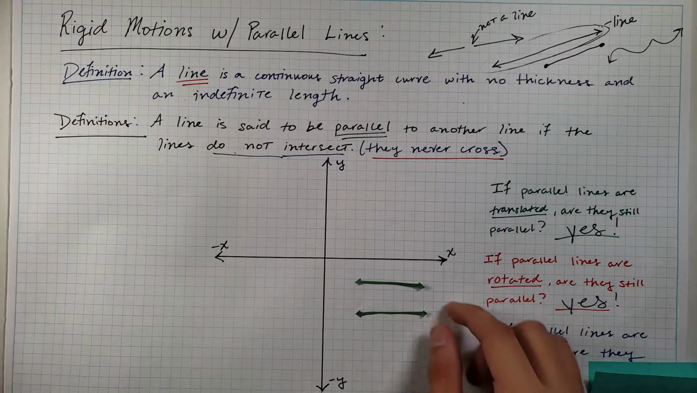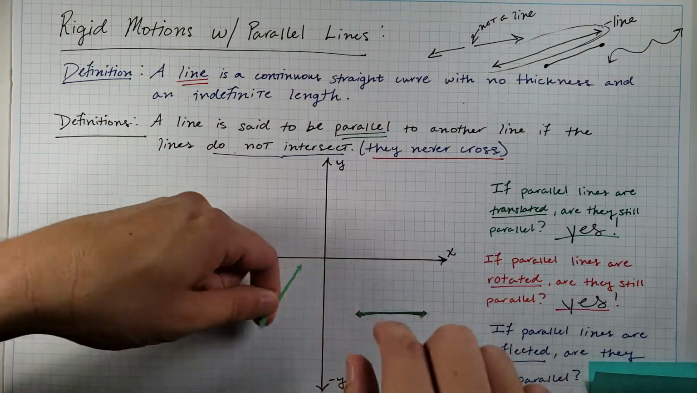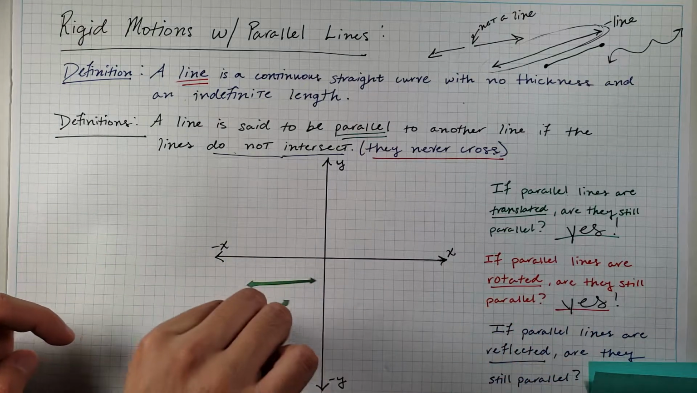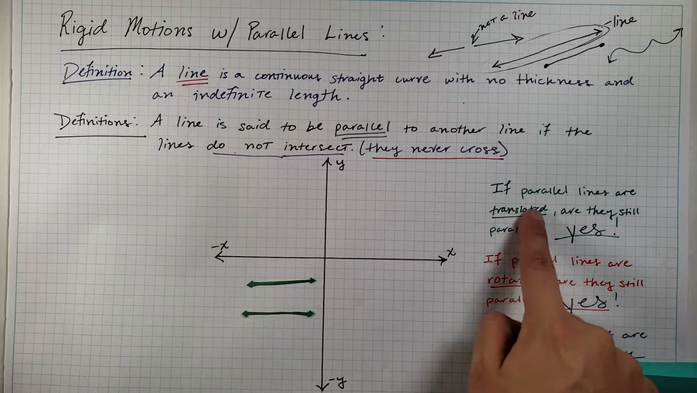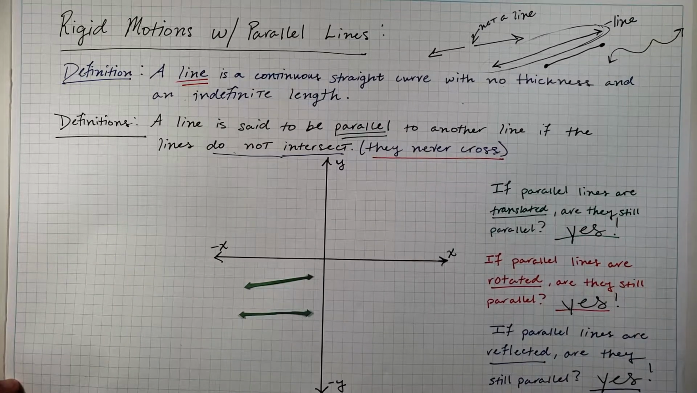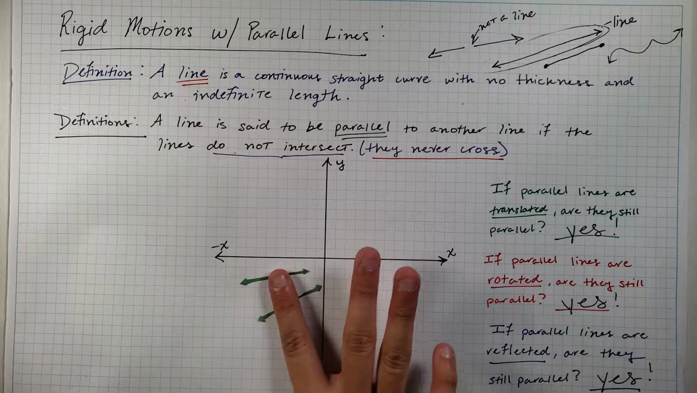We could reflect again if we wanted to, like this, reflect across the y-axis. So it would look just like this. That's a reflection across the y-axis. Are they still parallel? Yeah, they're still parallel. We're not changing the direction or doing anything weird. We're just doing rigid transformations, and rigid transformations are very nice. If parallel lines are reflected, are they still parallel? Yes.